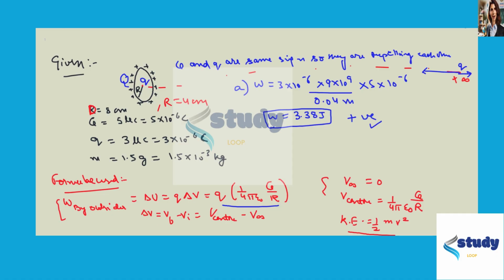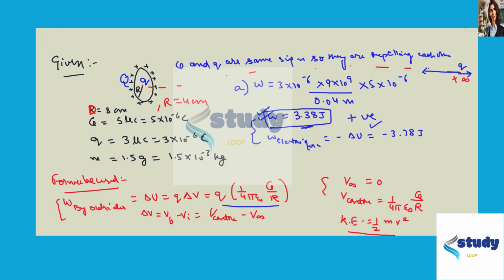Similarly, if we were asked to find the work done by the electric force, which is minus of delta U, this would become minus 3.38. So please understand the difference between these two. We are asked to find this one: what is the work required to bring the charge q from infinity to the center of this ring? So we have the positive 3.38 joule value.